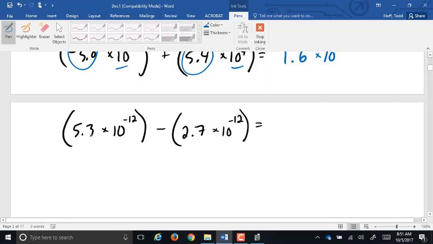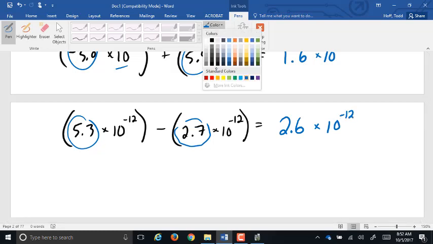Hang in there. So 5.3 times 10 to the negative 12th minus 2.7 times 10 to the negative 12th. They have the same name, same power of 10. So just combine them with 5.3 minus 2.7. It's 2.6 times 10 to the negative 12th.